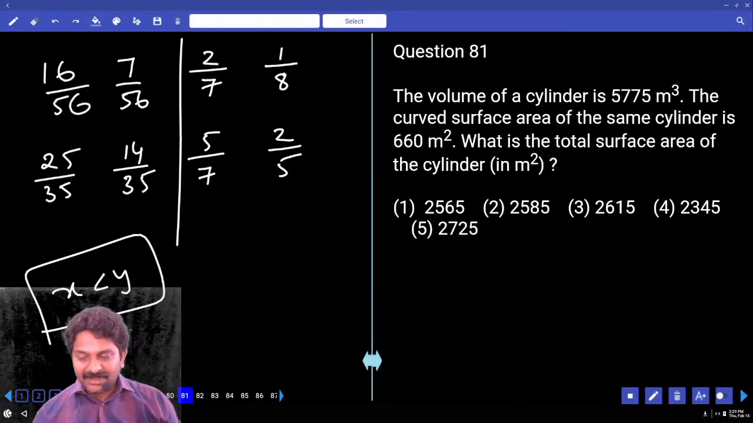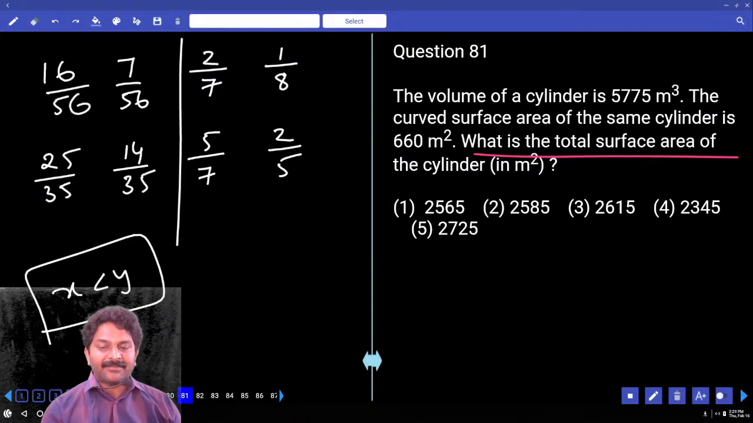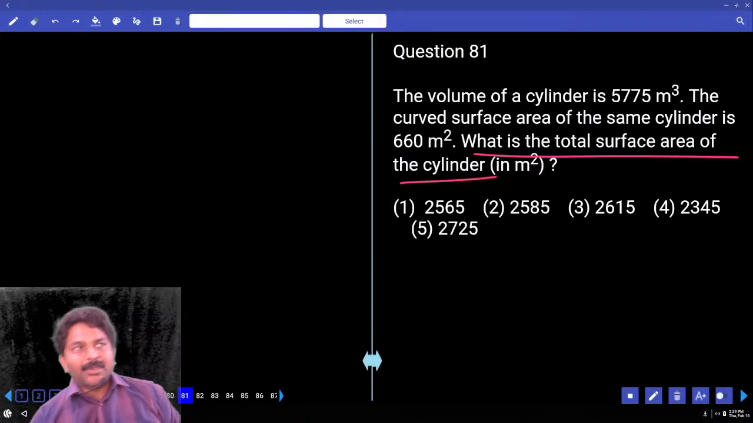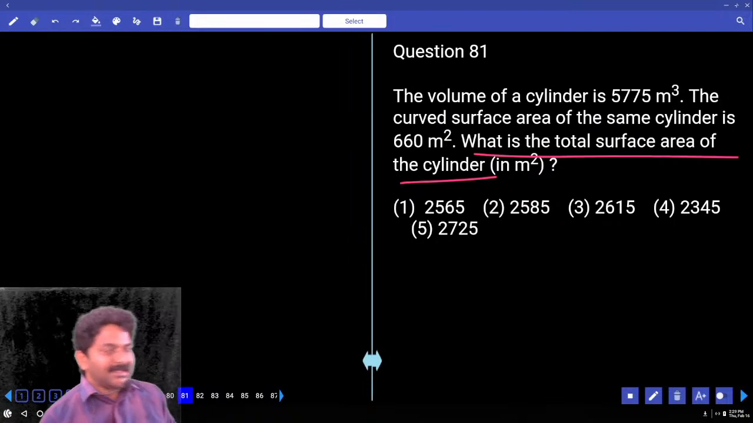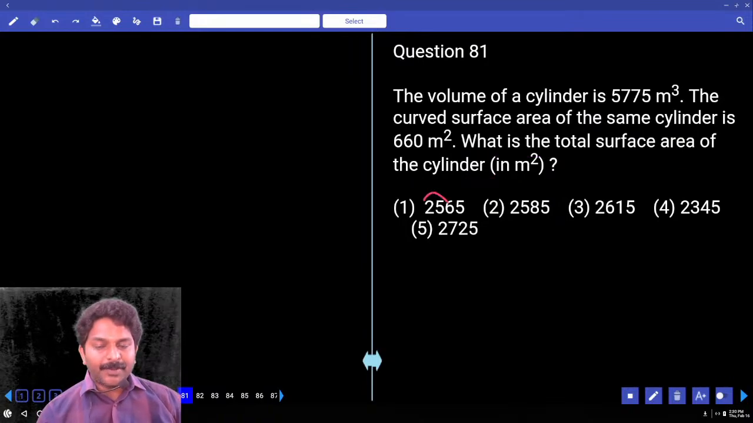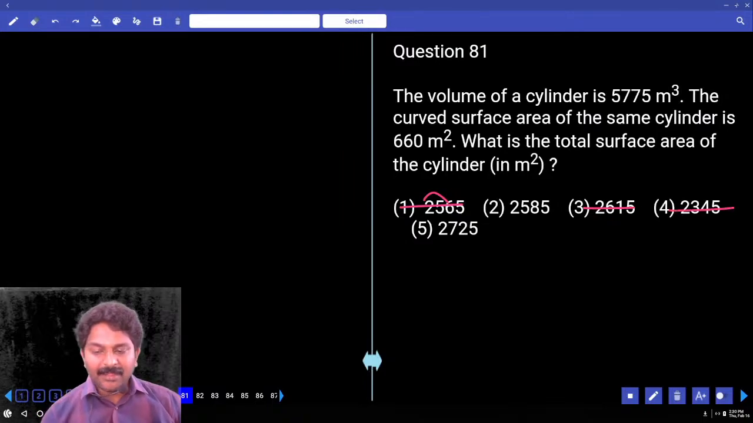Next, volume of the cylinder. I'll directly go to the question. What is the total surface area of the cylinder? In the total surface area formula for the cylinder, do you have pi involved? Yes. Answer must be a multiple of 11. Let's go and see. Can it be the first option? 2 plus 6, 5 plus 5. No. Can it be the second? Yes. Can it be the third? No. Can it be the fourth? No. Can it be the fifth? No. Only the second.